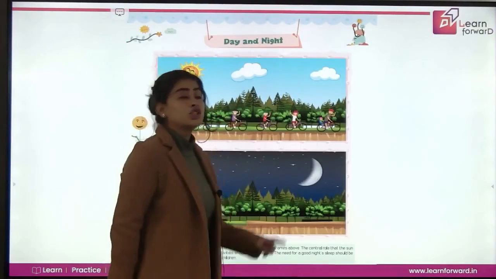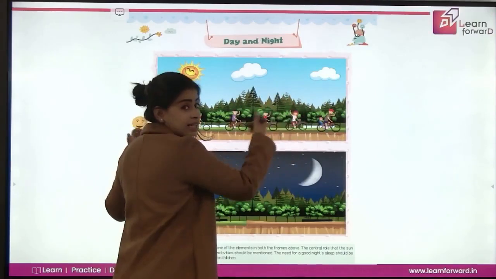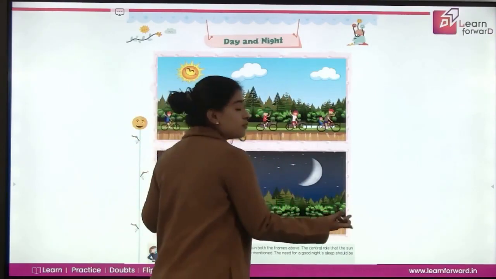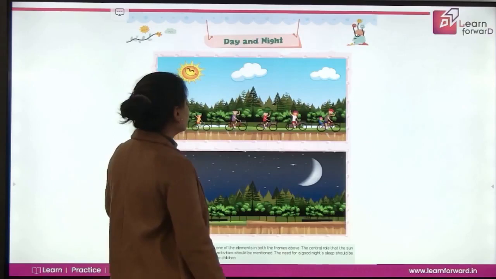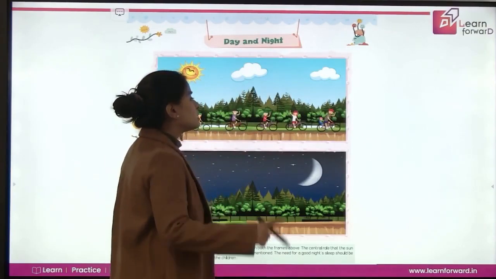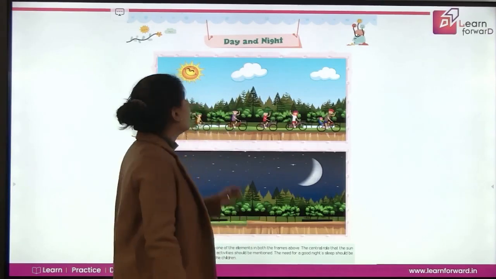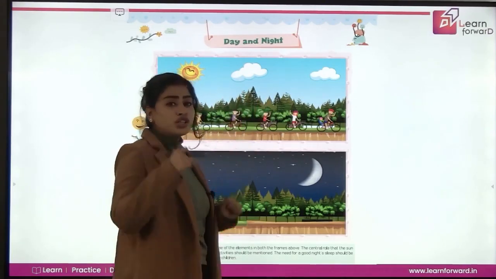Okay, so there are two pictures given to you. One picture is of a daytime and second picture is of night time. Okay, this is day, this is night. So tell me, when it's day, what do you do? When it's the daytime, what do you do?